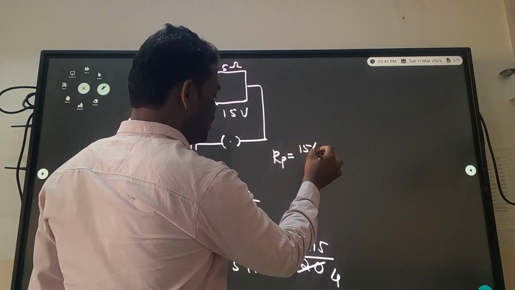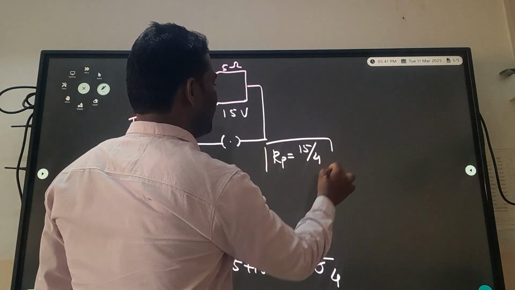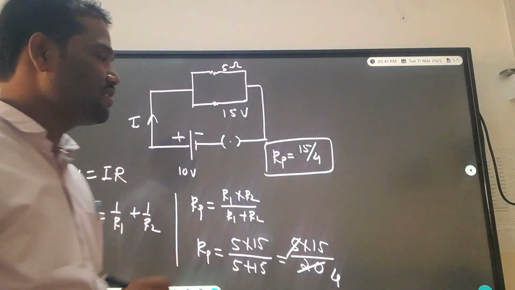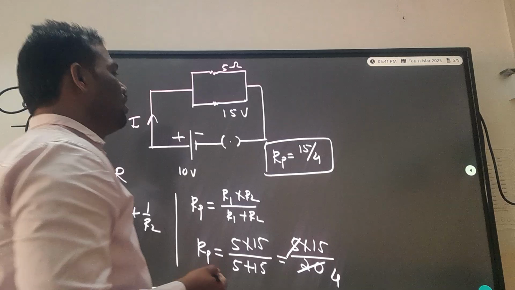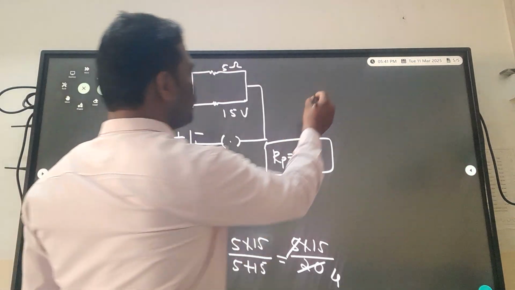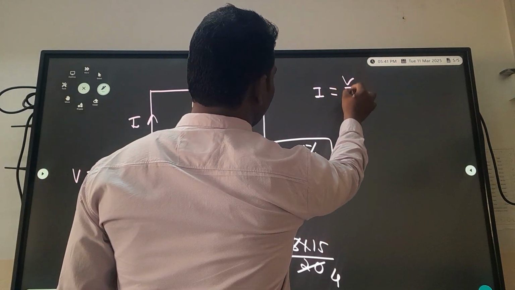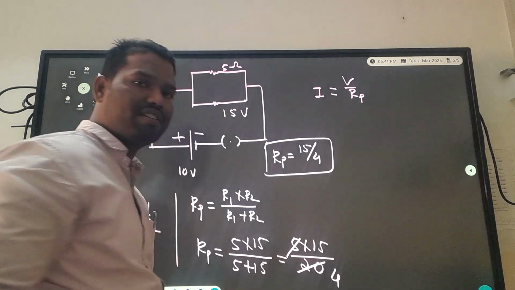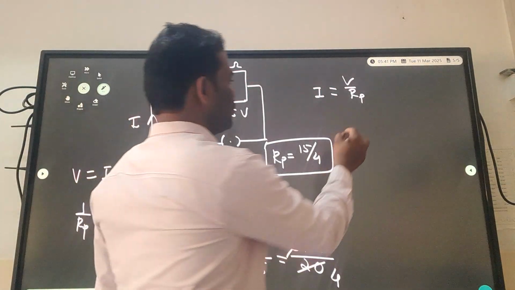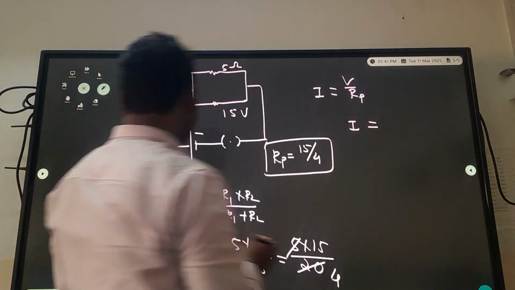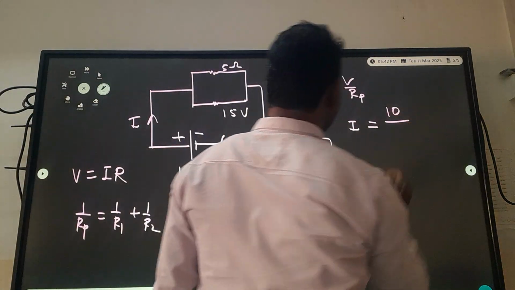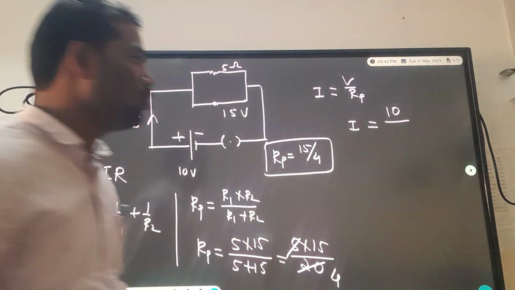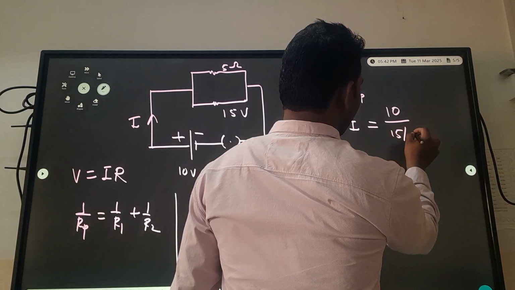That is the value of the resistance present in the wire. This will be called the equivalent resistance or total resistance present in the given wire. Now we have to calculate the electric current. So I is equal to voltage divided by total resistance or equivalent resistance, Rp. So I is equal to the potential difference of the battery, which is 10 volt, divided by the value of Rp, which is 15 divided by 4. So we just put the value 15 by 4 here.